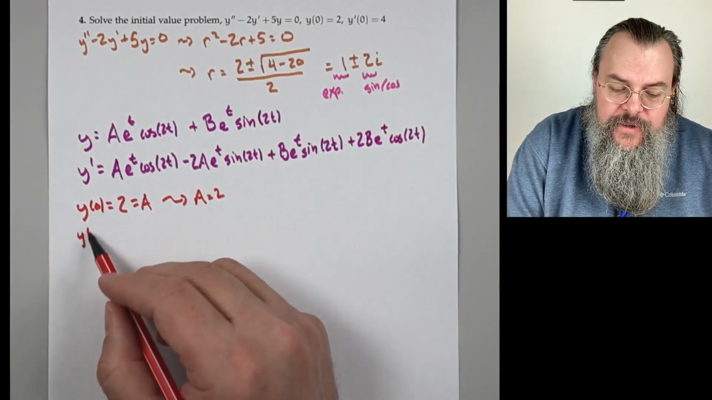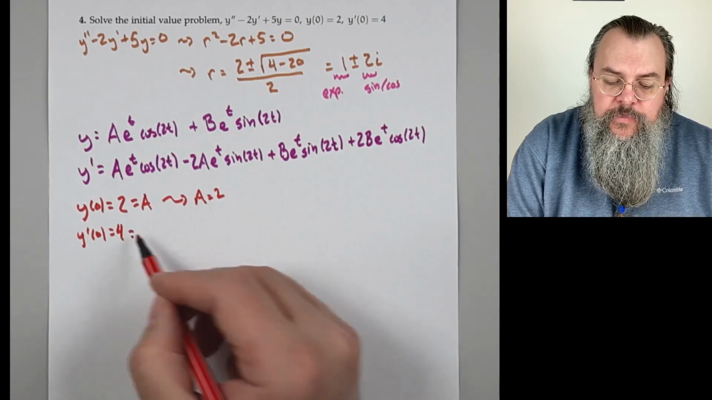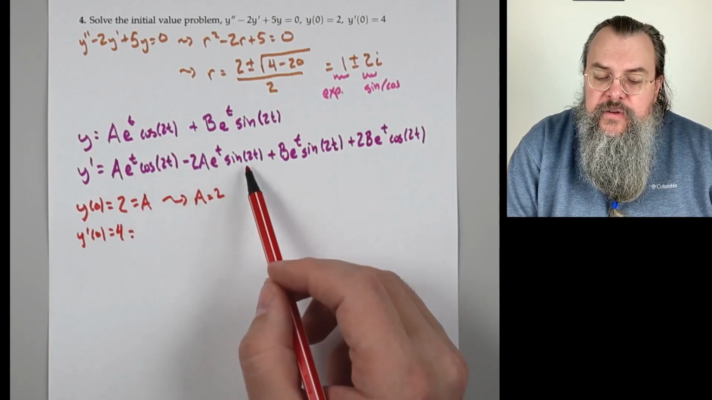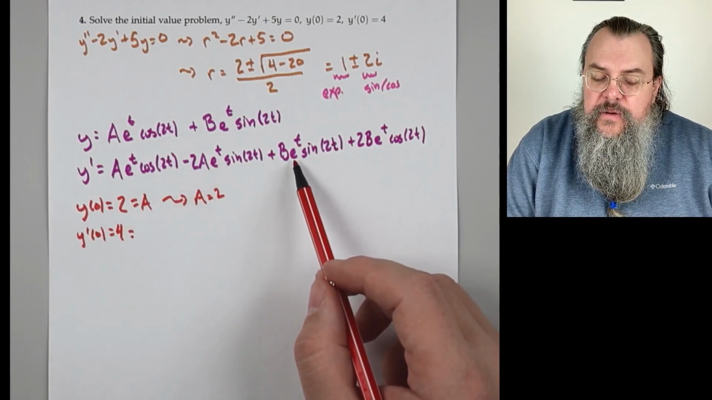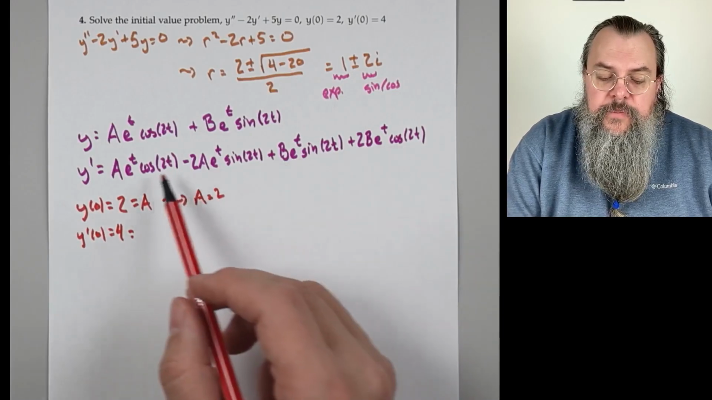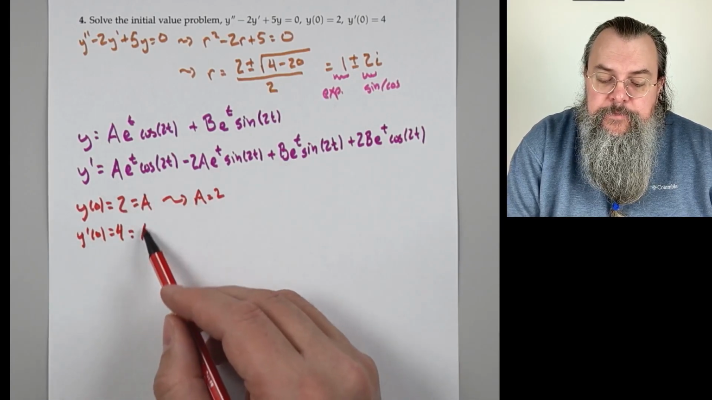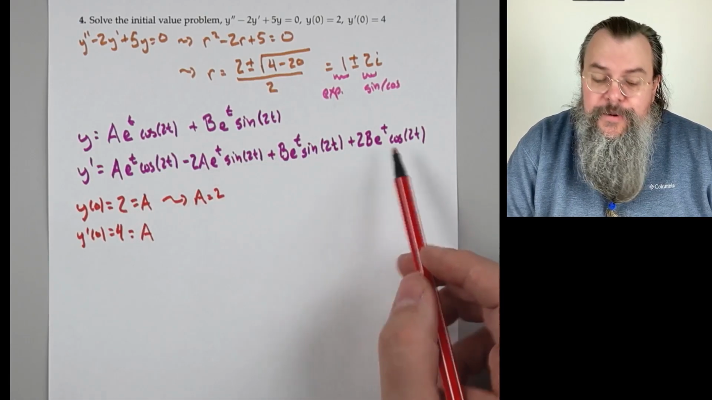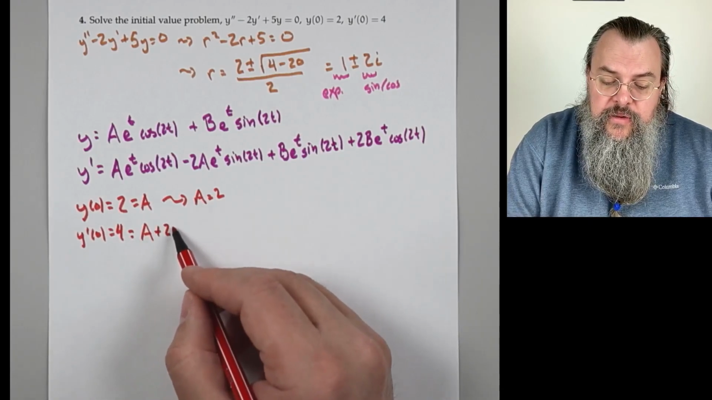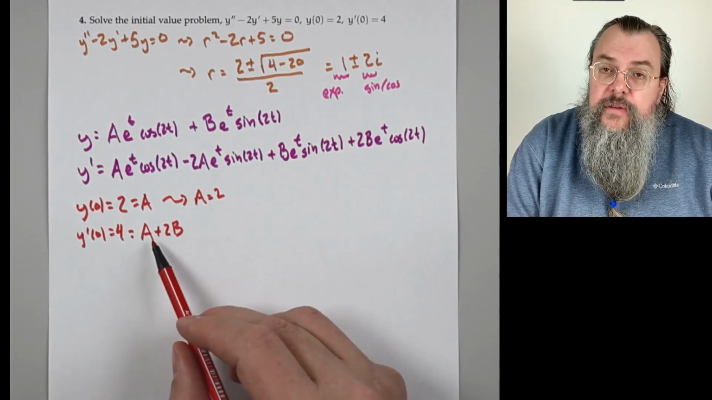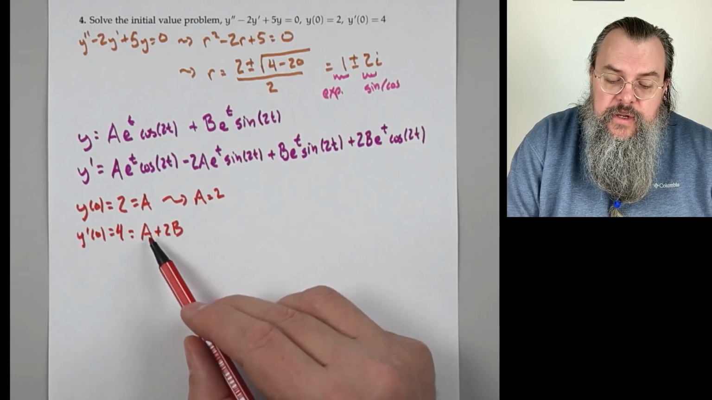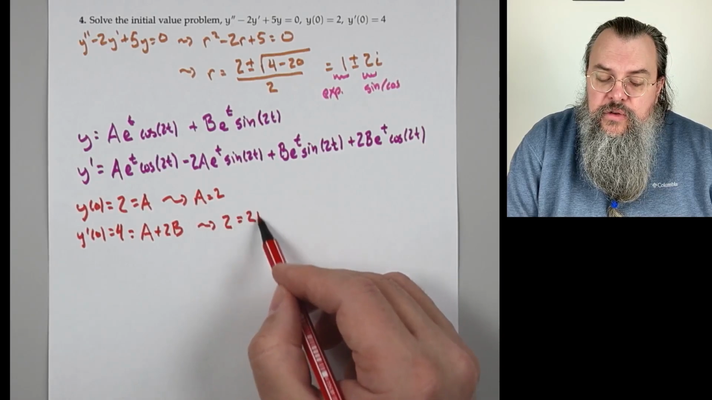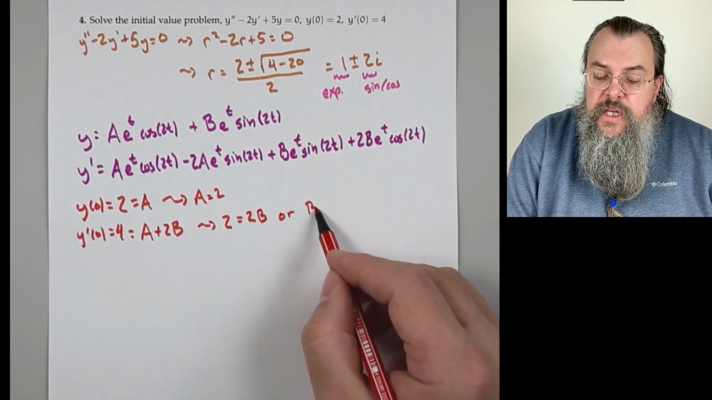y prime at 0 should be 4. All right, plug it in. e to 0 is 1, cosine 0 is 1, e to 0 is 1, sine of 0 is 0. So we'll get a, and then that term is gone, 2b. So a plus 2b. But we know what a is. a is 2. And so we can subtract a, and we'll say that 2 is 2b, or that b is 1.